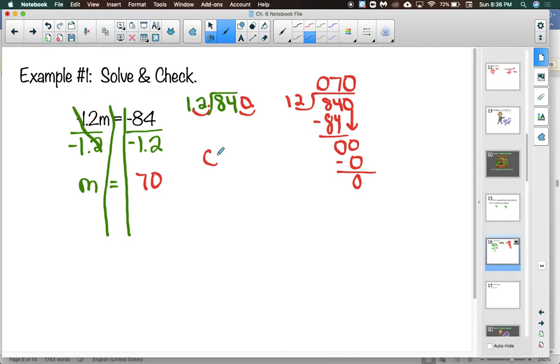I would like to do a really quick check to make sure that that is correct. Remember, when you check your solution, you take it and you substitute it into the original equation. So I'm going to put that 70 in parentheses in for m. So a negative times a positive is a negative. 1 2/10 times 70. Let's do that here in the margin.